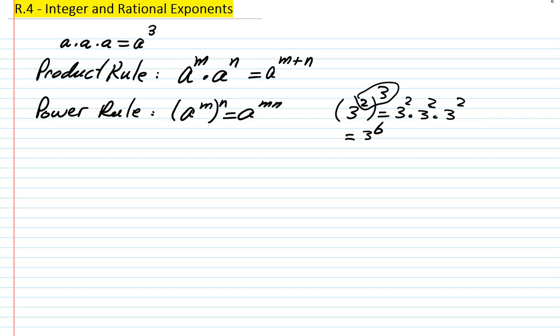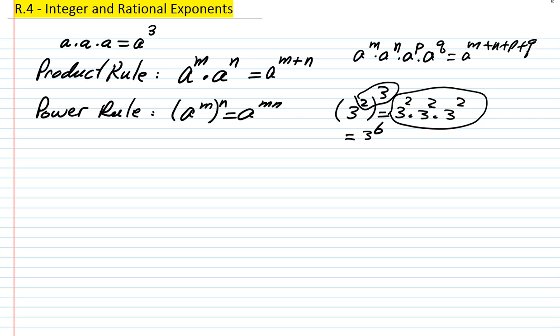So to begin with, we could have multiplied 2 by 3. Notice here, I used the extended product rule. The product rule says a to the m times a to the n, but you can actually have a to the m, a to the n, a to the p, a to the q, and that would be m plus n plus p plus q. So you just add as many exponents as there are. All right, so that was the power rule.